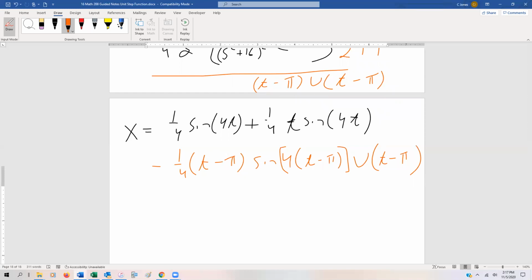All right, so hopefully this illustrates how to go through and use the unit step function, what the unit step function is, and also how to take Laplaces, inverse Laplaces, and then to solve differential equations involving it.